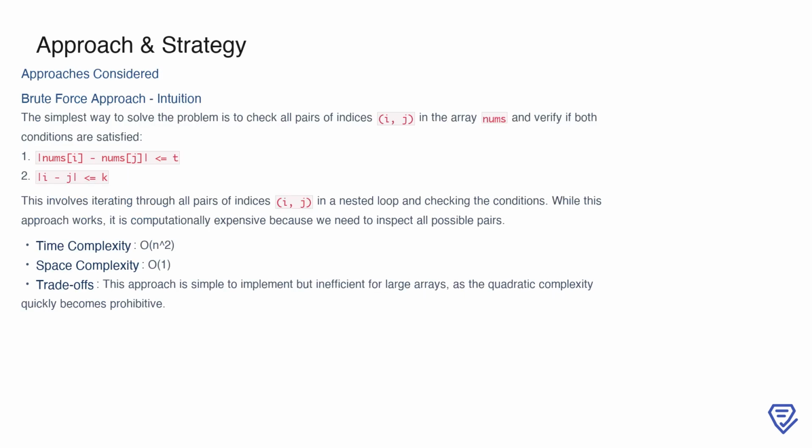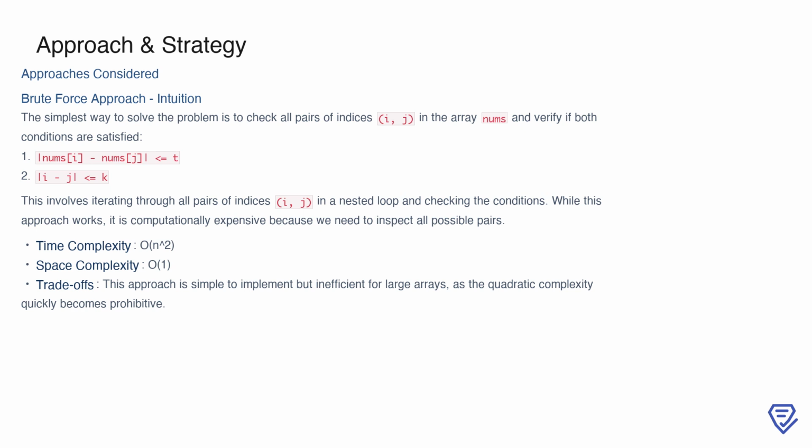To tackle the problem, the most intuitive approach is the brute force method. Here, we check all pairs of indices, i and j, in the array. For each pair, we verify two conditions. First, the absolute difference between the numbers at those indices, nums[i] and nums[j], must be less than or equal to t. Second, the indices themselves must be close enough, meaning |i - j| should be less than or equal to k.